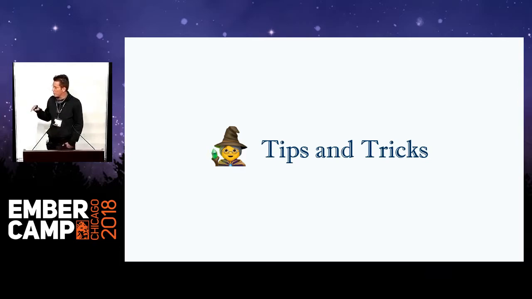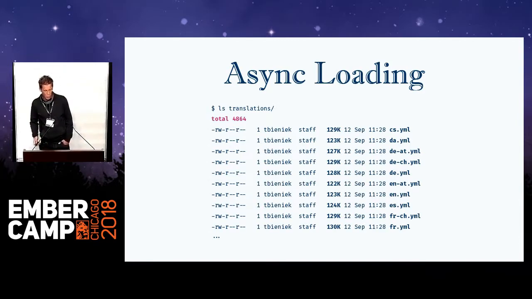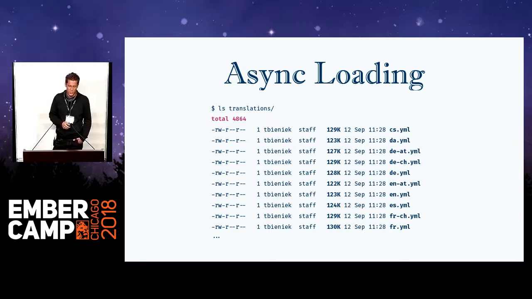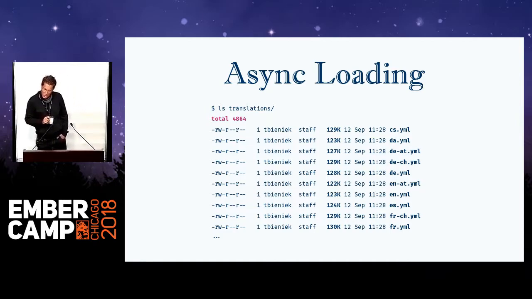I want to talk a little bit about tips and tricks that I've learned while using Ember Intl in the last few years. One thing is async translation loading. This is an example from one of the apps that I work on. It has about, I think, 22 translations or locales that we support. And you can see at the top, those translations amount to 4.8 megabytes. By default, Ember Intl bundles all of them up into your app.js. You can imagine that's not good, because usually you only need one of those locales or translations.